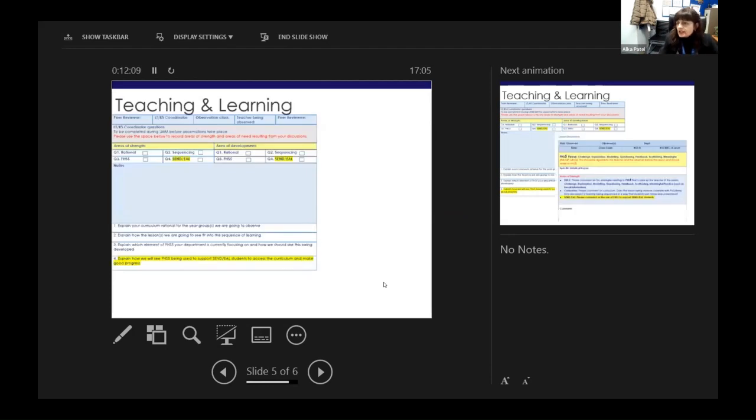Our teaching and learning: what we did, not this year but the previous year, was look at our form and start to think about how we can ensure our teachers are focusing on our EAL students. We do have a large number of SEN students who are also EAL, so that's why they're put together. And I'm part of the teacher developer team as well.